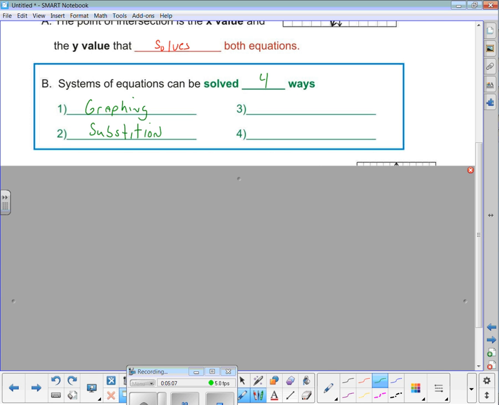Substitution, substitution. Where's my toot? I don't know. Substitution, substitution. Looks so funny. All right, whatever.